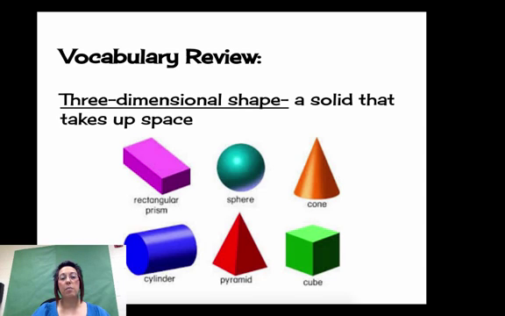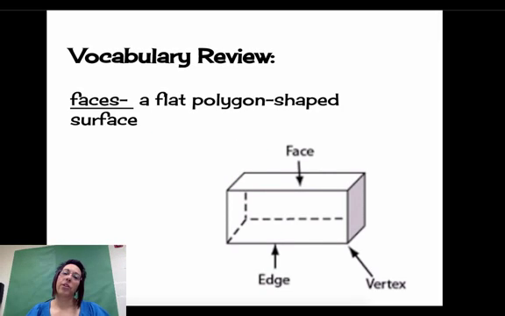So a three-dimensional shape is a solid that takes up space. I've put some images of different three-dimensional shapes on this slide that we will talk about as we go through this video. So again, a three-dimensional shape is a solid that takes up space. Okay, so we start looking at these solids with a vocabulary review of the parts of a solid.